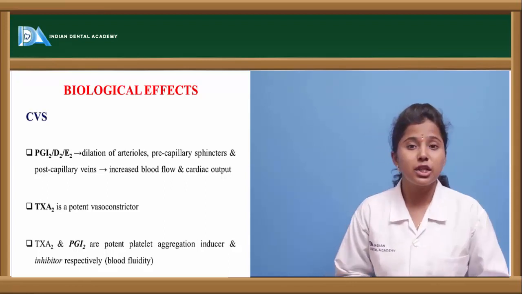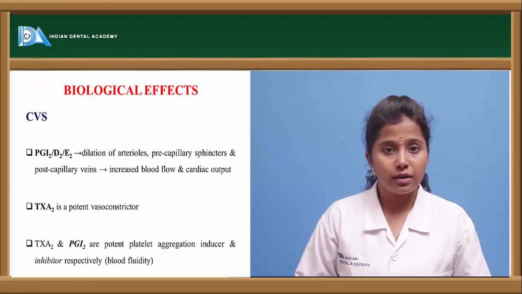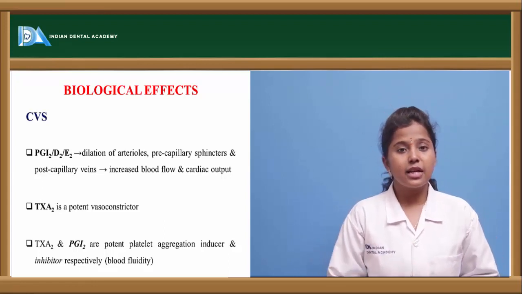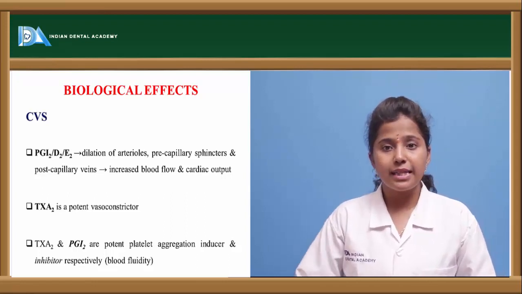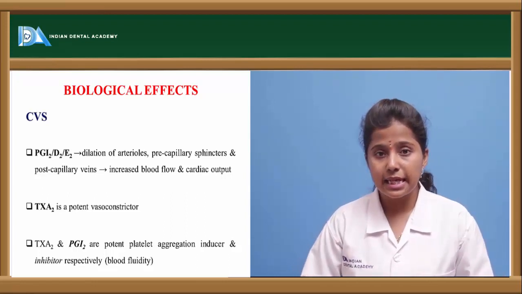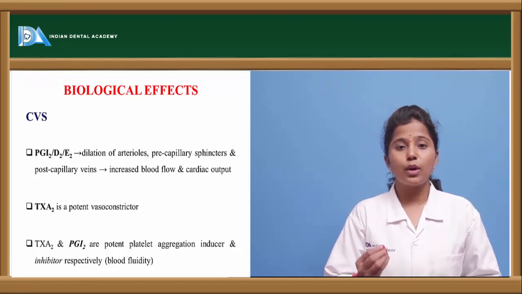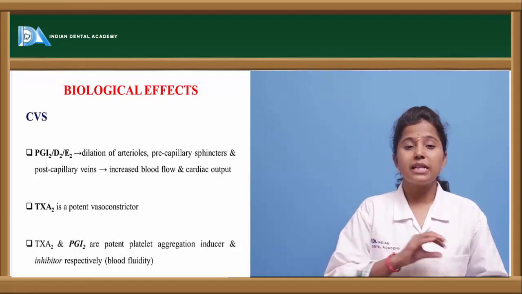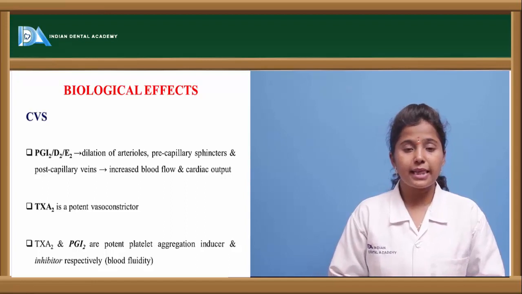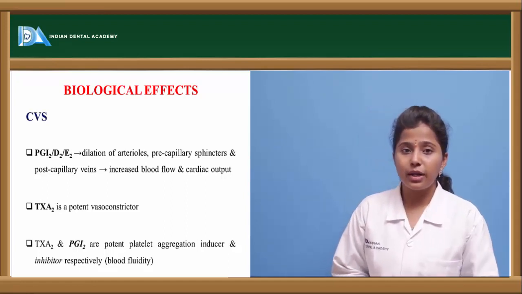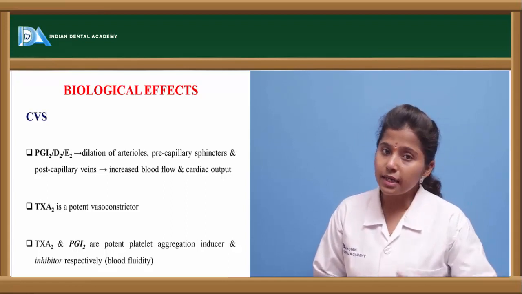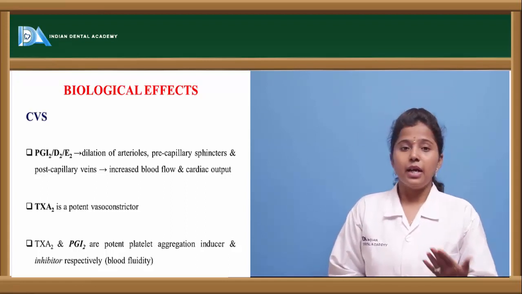We saw this action in the individual actions also. So these prostaglandins cause vasodilation. When these prostaglandins are synthesized in the body, they cause vascular dilation, whereby there will be increased blood flow, and thereby the blood pressure will be regulated.